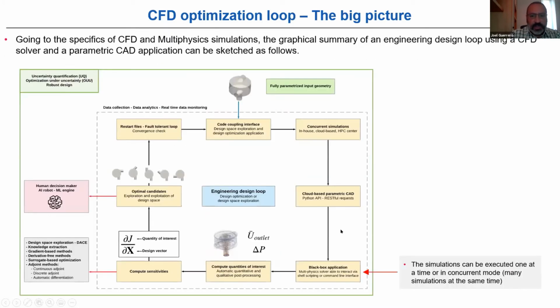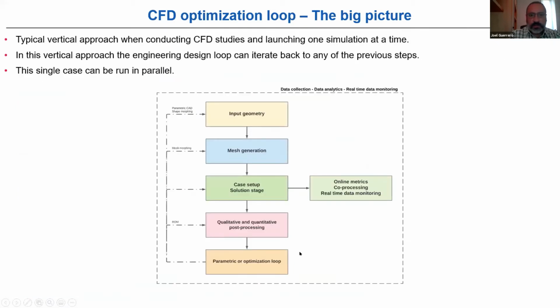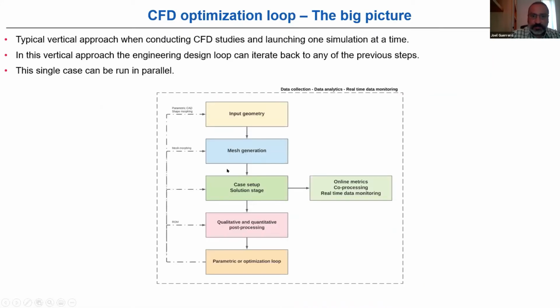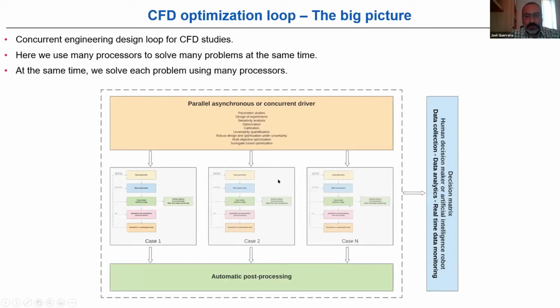Then if we look at each of these boxes, when we're running the black box application or the CFD solver, we proceed like this. So see that also here in the optimization, you can go back from here to any of these, okay, boxes here in your vertical approach. But also you have this approach, it's the one that I also like to use, the parallel asynchronous driver. That means that you can launch many simulations at the same time. Okay, so instead of launching a single simulation, you launch many simulations at the same time.